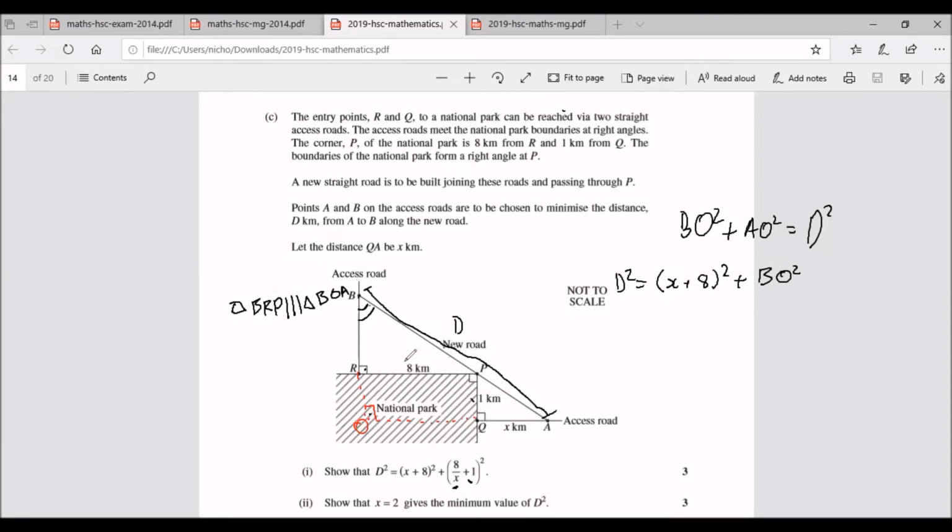And so from here, let's also notice that by the same logic, because this angle's common, triangle PAQ is similar to triangle BOA, right? Now, let's just have a look. If this triangle and the larger triangle are similar, and this smaller triangle and the larger triangle are similar, that means triangle BRP is similar to triangle PQA, right?